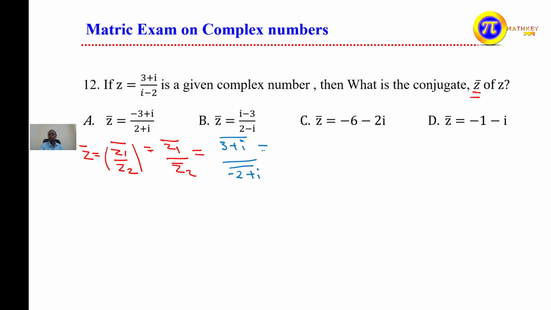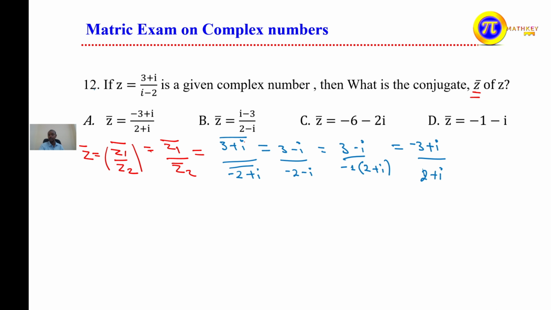The conjugate of the numerator is 3 minus i, divided by the conjugate of the denominator, which is negative 2 minus i. So we can take negative 1 common in the denominator. This becomes 3 minus i divided by negative 1 into 2 plus i. When you take this negative to the numerator, it becomes negative 3 plus i divided by 2 plus i. So we'll try to see if this choice is in our alternatives: negative 3 plus i over 2 plus i.